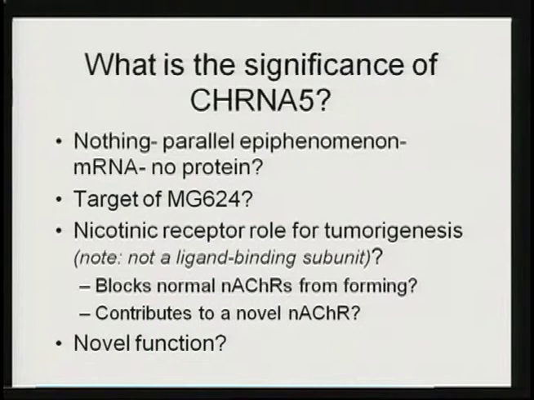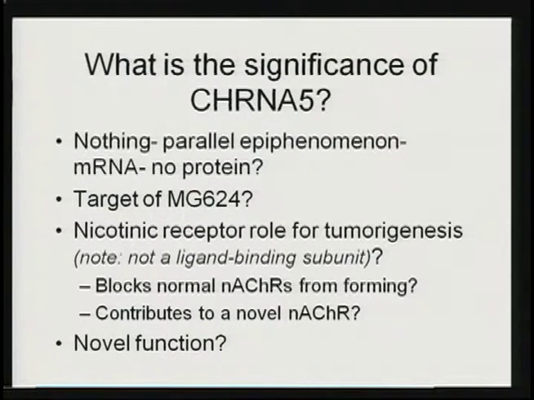So what is the significance of this gene being so upregulated in tumors as well as in tumor-initiating cells? I'm very interested in what might be going on here. Of course, this might not mean anything at all. It might be an epiphenomenon. It might be just something that goes up and is correlated with the fact that it's in a neuroblastoma cell. I prefer not to think that because, of course, I want to keep moving forward and asking what is really going on. Is it possible that this highly upregulated subunit is the target of MG624?